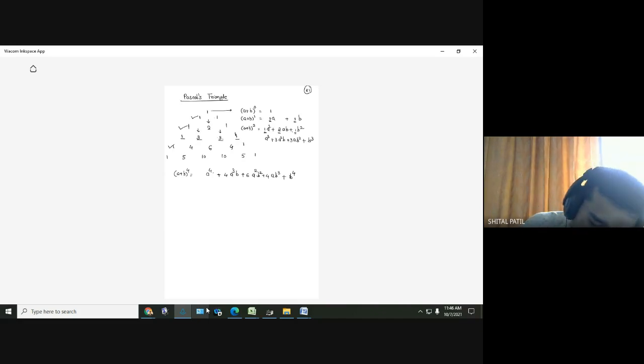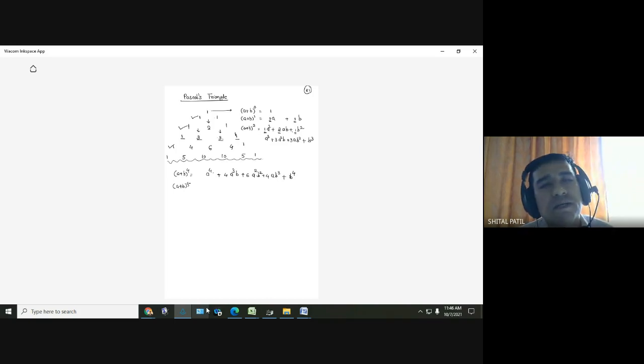Right? In the same way, we can write A plus B raised to 5. And for that, we have to use these numbers: 1, 5, 10, 5, 1. This we studied in the binomial expansion. Remember binomial expansion? Binomial means expansion of two terms. So A and B, these are the two terms. A plus B square, A plus B cube, A plus B raised to n. And the coefficients are decided by Pascal's triangle.